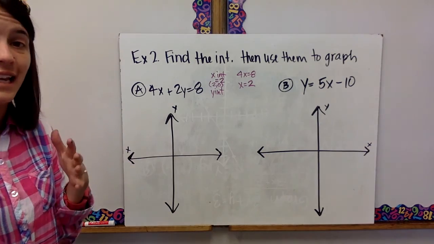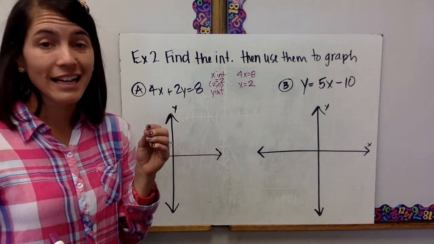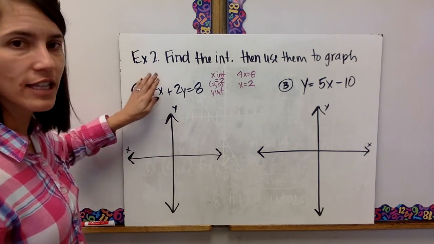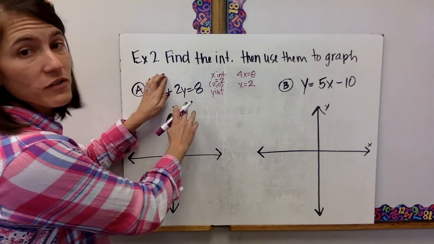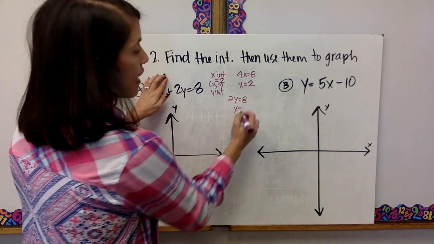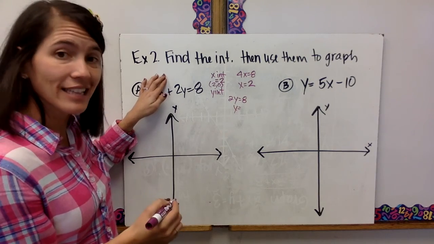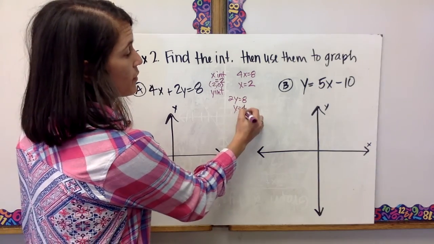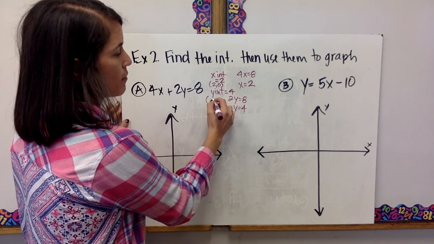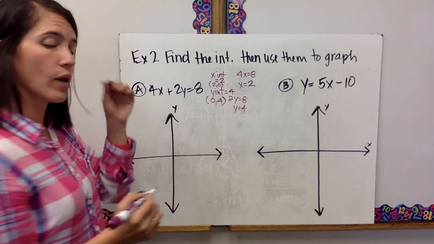Okay? The y-intercept means my x is 0. So if I put a 0 in here, 4 times 0 is 0. It's kind of like this goes away, and I'm left with 2y equals 8. And if 2y equals 8, then y is 4. You divide both sides by 2. So that means my y-intercept is 4, and my point is (0, 4).